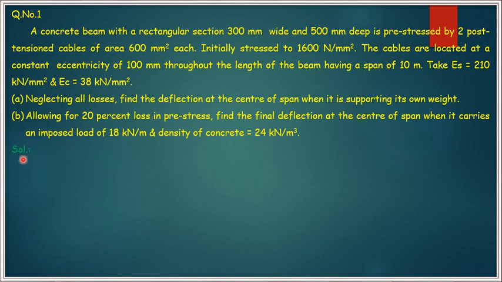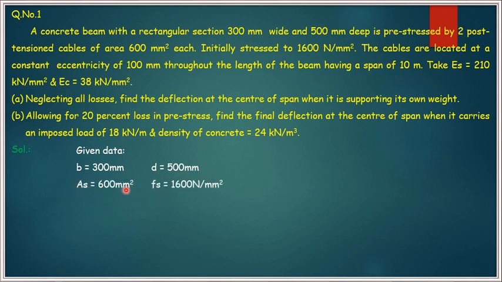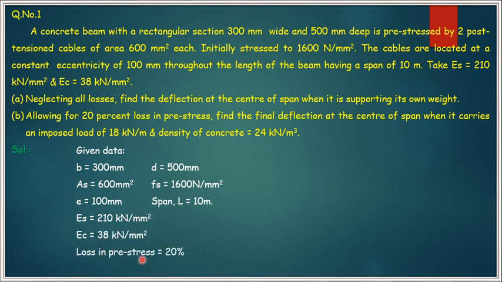So solution: given data B equal to 300 mm, D equal to 500 mm, area of steel 600 mm square, and stress in the steel is provided as 1600 Newton per mm square. E is equal to 100 mm, span L equal to 10 meters. ES 210 kN per mm square, EC 38 kN per mm square. Loss in pre-stress given as 20%. Live load Q equal to 18 kN per meter is acting on the member.